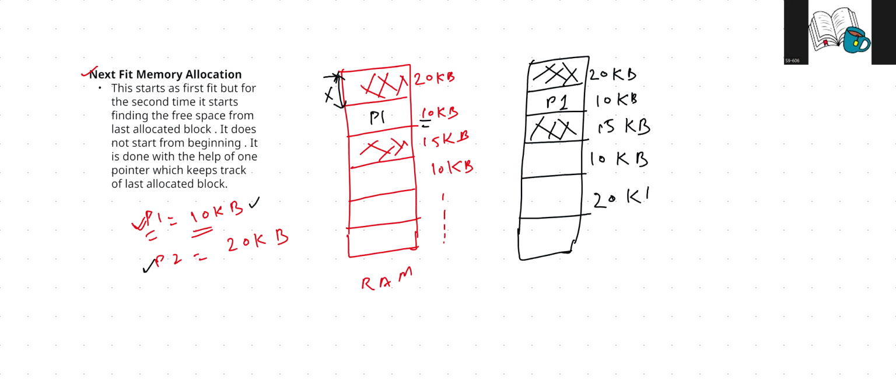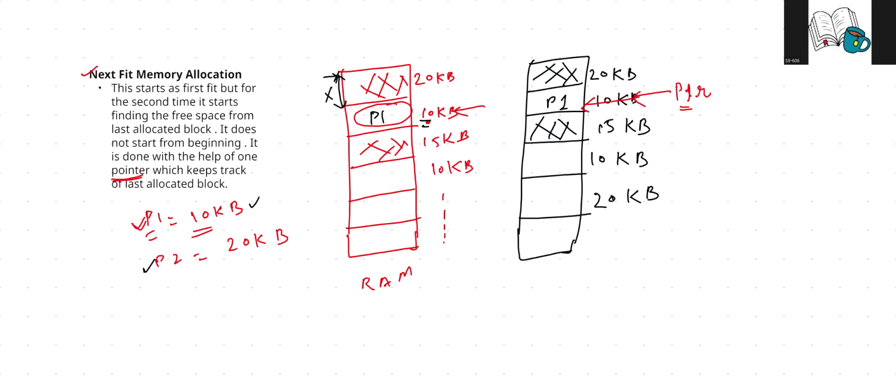Whenever you use the next fit memory allocation method, there is one pointer that is maintained. This pointer will always keep track of the last block where memory allocation was done. In the previous step, process P1 was allocated 10 KB. So there will be one pointer, let's say named PTR, that always keeps track of where the last memory allocation was done.